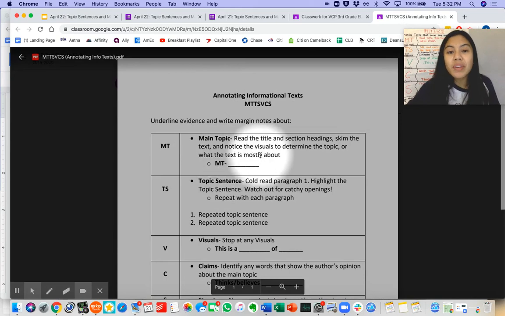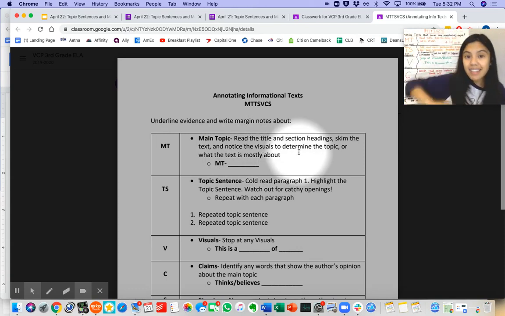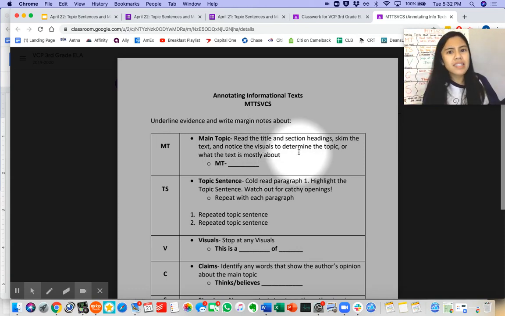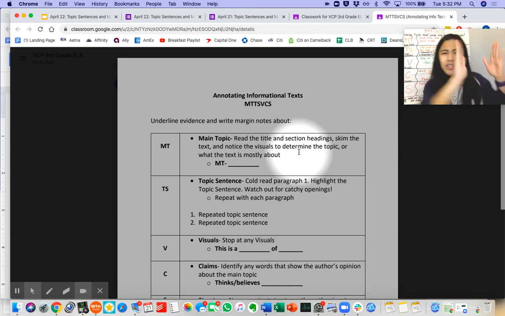Today, we are going to be focusing on first finding that main topic. I find the main topic by reading the title and the headings, then skimming the text and noticing any visuals or repeating words to figure out what the text is mostly about. Remember, the main topic is short. The main topic is only 1 to 4 words.